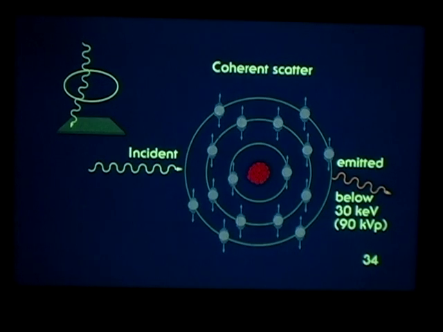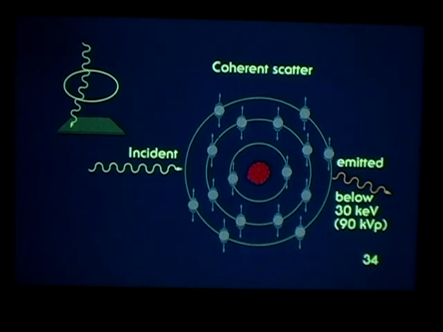Number 34. Coherent scatter does not occur often in the diagnostic imaging process. It occurs most in human soft tissue at X-ray photon energies below 30 keV. Since the average energy of a diagnostic X-ray beam is about 1/3 of the kVp, very little coherent scatter is experienced above 90 kVp. Note that at 90 kVp, the energy of both the incident and the emitted X-ray would be about 1/3, or 30 keV.